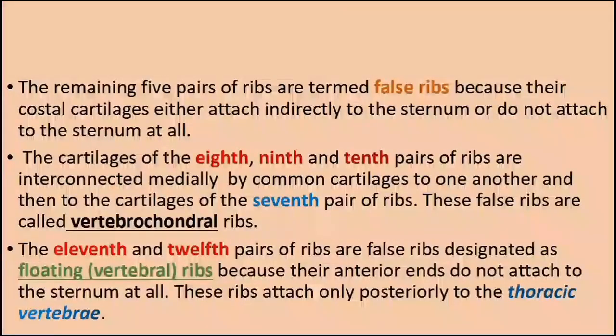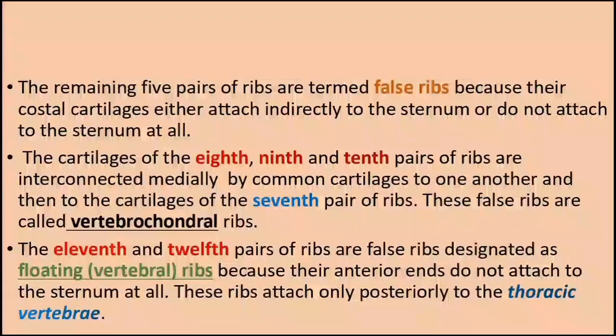The remaining 5 pairs of ribs are termed false ribs because their costal cartilages either do not attach directly to the sternum or do not attach to the sternum at all. The cartilages of the 8th, 9th, and 10th pairs of ribs are interconnected medially by common cartilages to one another and then to the cartilages of the 7th pair of ribs. These false ribs are called vertebrochondral ribs.